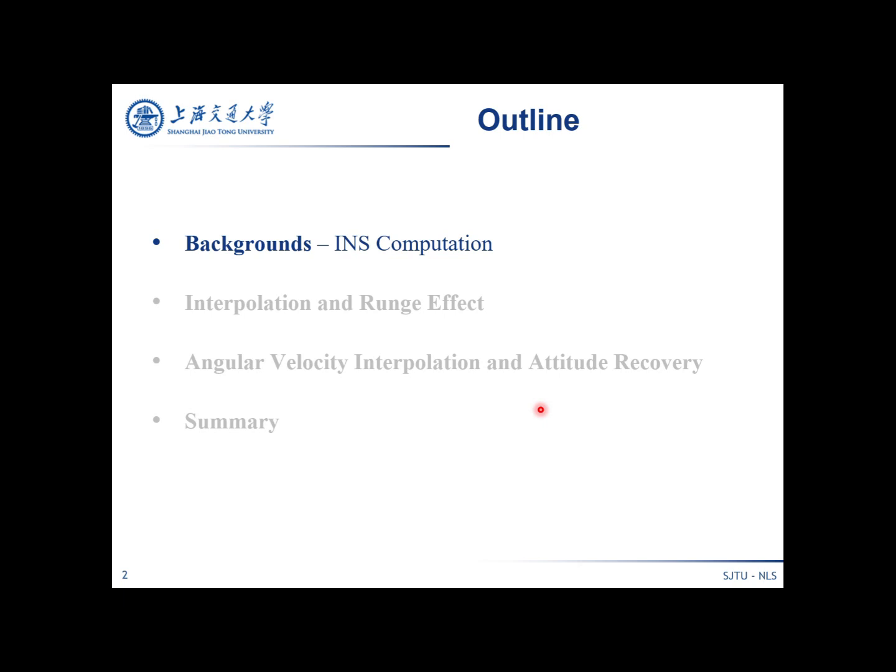The presentation consists of three parts. The first part is about the motivation of this research, that is to achieve even higher INS computation accuracy. The second part is about the rationale of range effect. Finally, we will present a straightforward strategy to counter range effect and use it for attitude reconstruction.